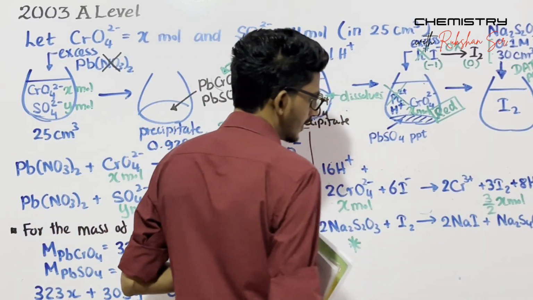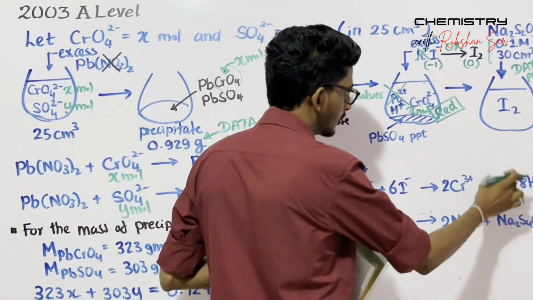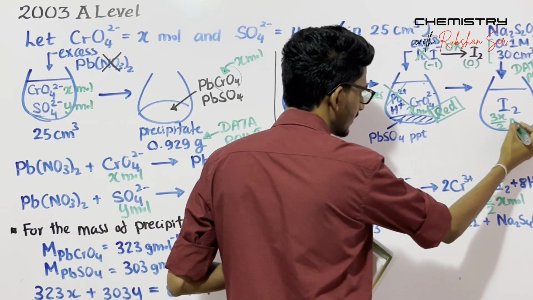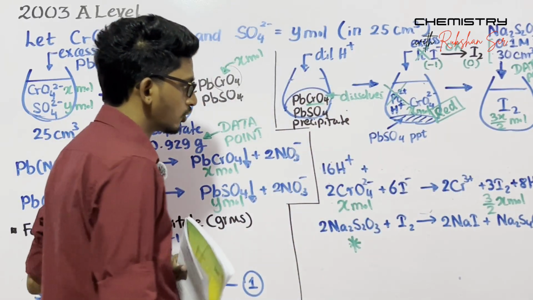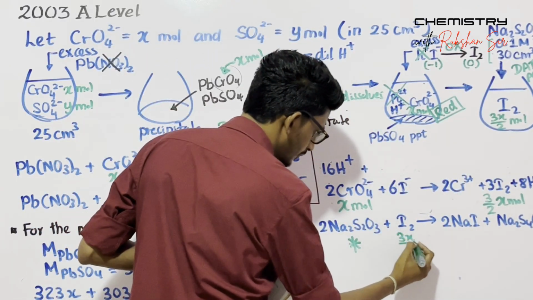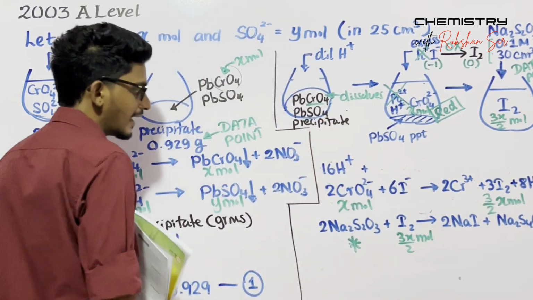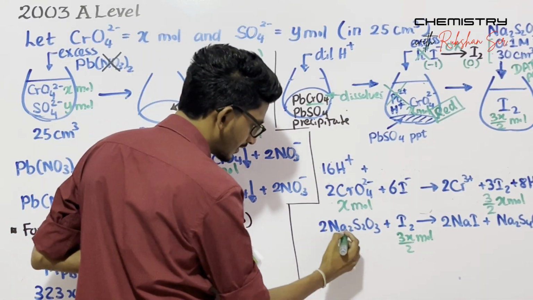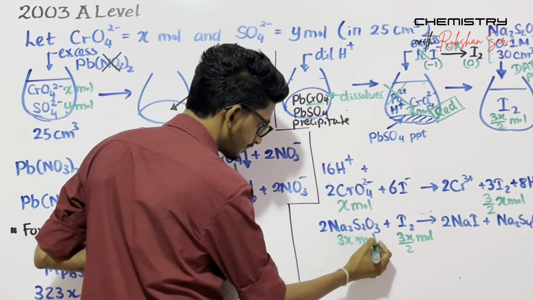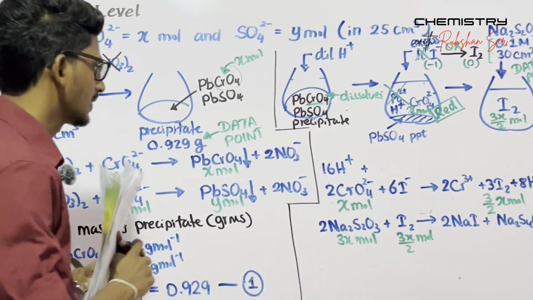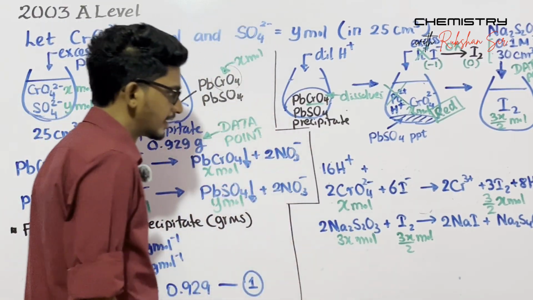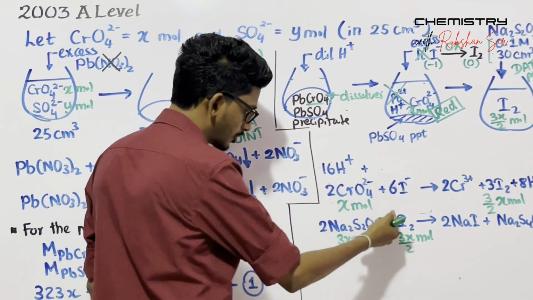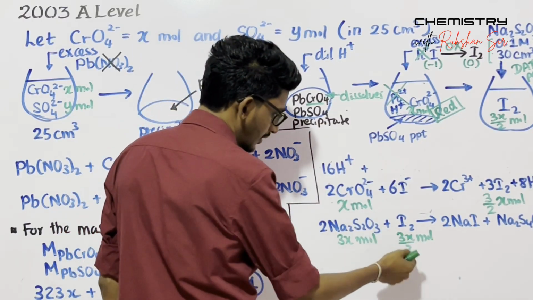So 3x/2 moles of I2 is produced from the chromates, right? So that amount is here, 3x/2. As I2 to thiosulfate is 1:2 ratio, the amount here is going to be 3x moles. Got the idea? So 3x/2 I2 means twice that of thiosulfate should be consumed. So this thing into 2 is 3x moles.